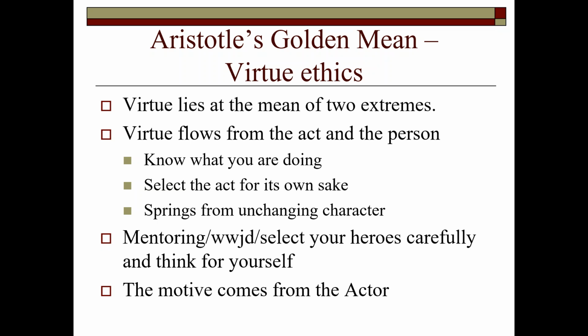Aristotle's golden mean is virtue ethics. It is actor-based. It means that the ethics comes from the actor itself, and the virtue lies at the mean of two extremes. What is the mean? The mean is the middle, right? It is in the middle of two potential extreme responses to an ethical dilemma, and we should be, according to Aristotle, staying to the mean between those two extremes.